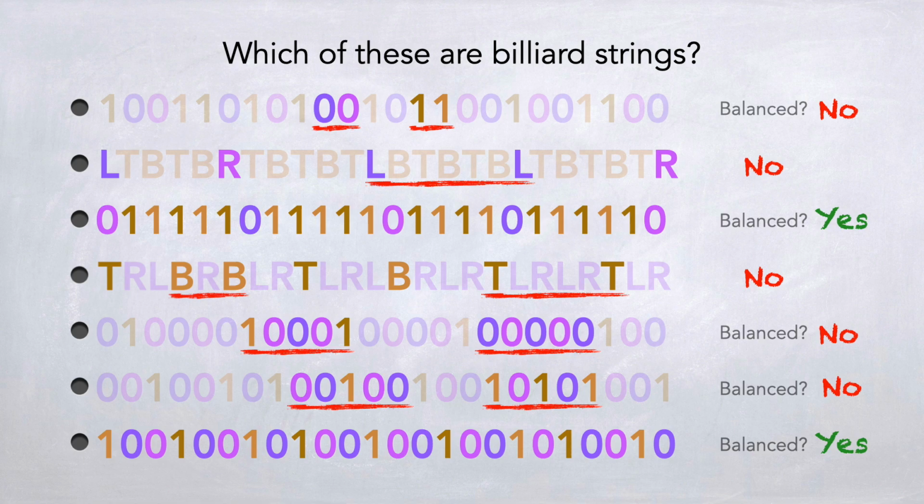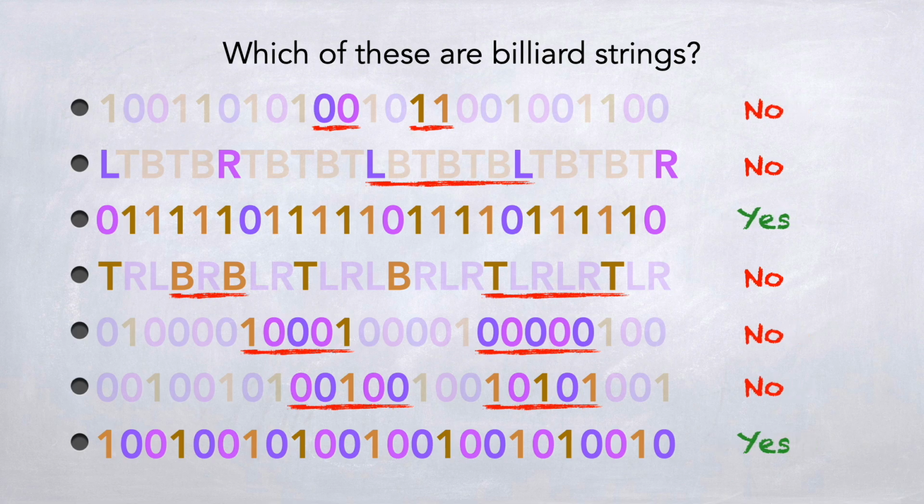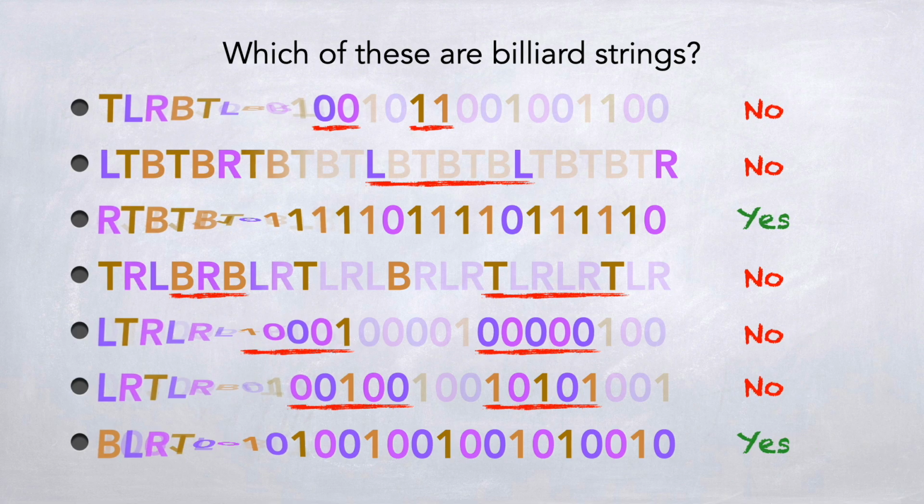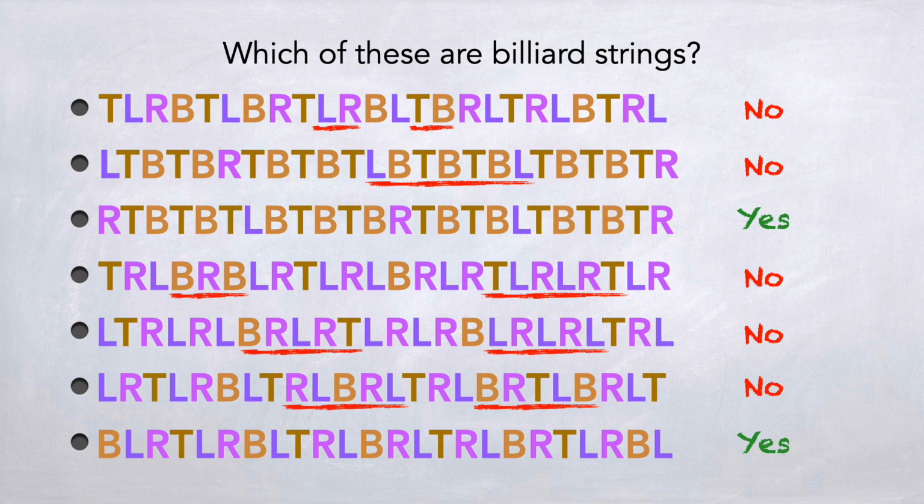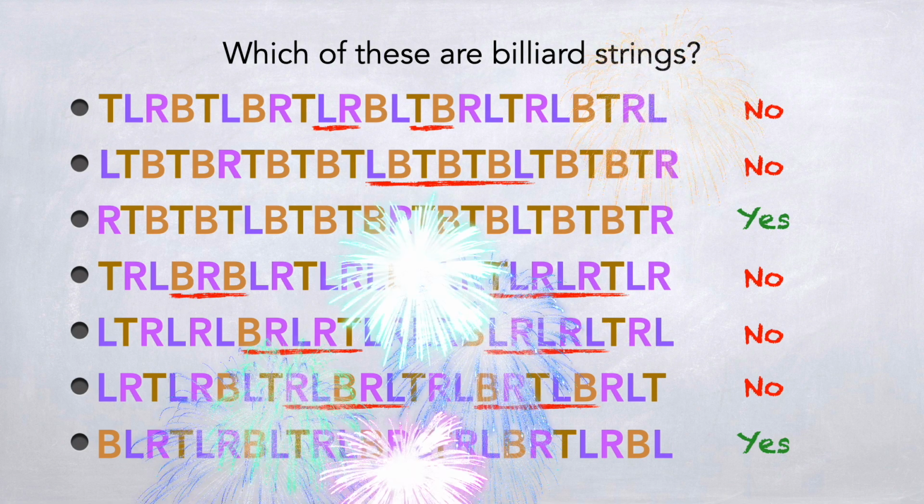The question of whether a string of zeros and ones is balanced has exactly the same answer as whether that string could come from a billiard, so we now know with certainty which of these examples came from billiards and which did not. Congratulations on winning this unusual game.